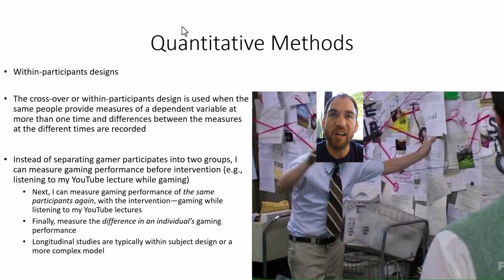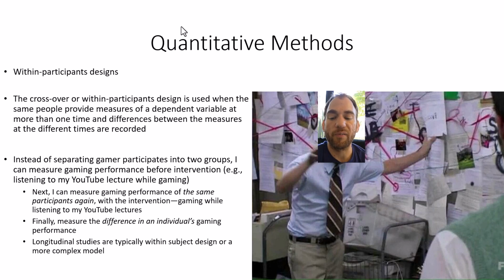So in contrast to the cross-sectional design where we collect the data one time and then we never see them again, for example, instead of separating gamer participants into 2 groups, I can measure gaming performance before intervention. That is, before listening to my YouTube lecture while gaming. Next, I can measure gaming performance of the same participants again, with the intervention, gaming while listening to my YouTube lectures. Finally, measuring the difference in an individual's gaming performance. Longitudinal studies are typically within subject design or a more complex model.